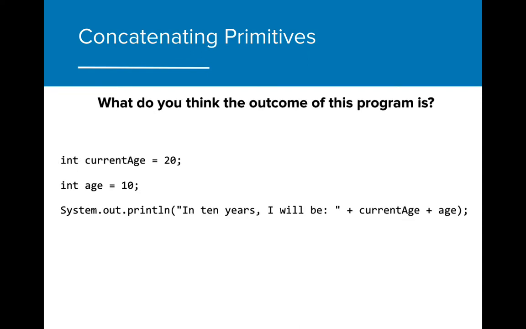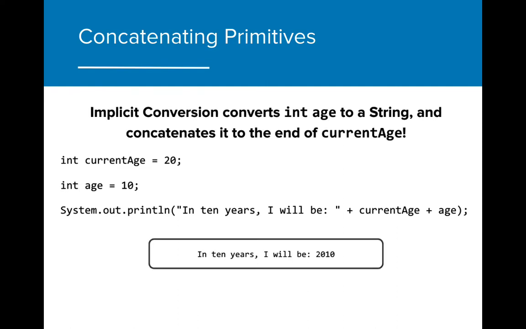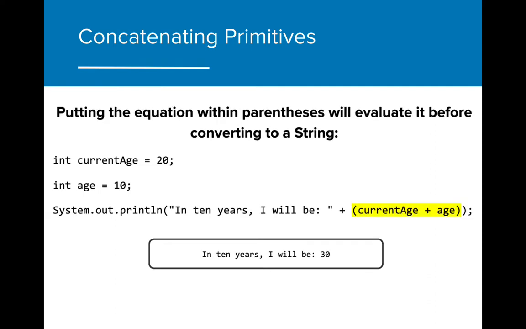Implicit conversion can be tricky, as data types operate a little differently than we might initially expect. Let's take this problem for instance. What do you expect the answer to be? Although the answer we're looking for is 30, implicit conversion changes the int age into a string type, which concatenates the value of 10 to the end of 20 instead of adding the values together. If we want this problem to work, we need to put the equation within parentheses. This ensures that the addition occurs before the values are converted to the type string to be printed.